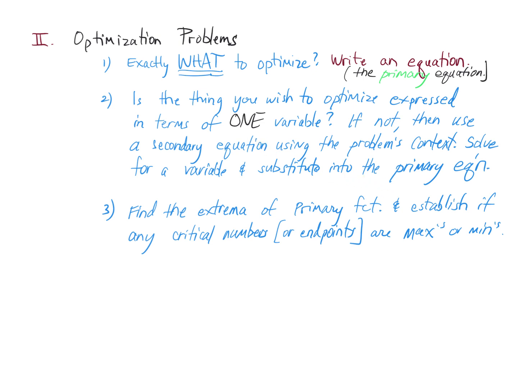And when it is, we can find the extrema of that primary by setting its derivative equal to 0. That way you'll find critical numbers. Considering those critical numbers and any endpoint values for your input variable, figure out what the output is, and then you'll know what the maximum or minimum is.